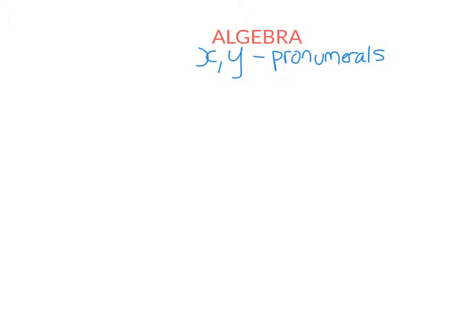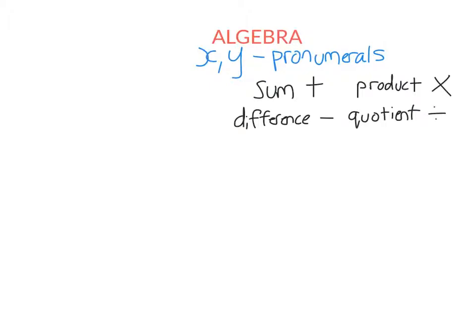So I said algebra was the study of operations. So of course we're looking at mainly the four operations, being plus, minus, times, and divide. Sum means plus, difference means minus, product means times, and quotient means divide. So where am I going with this? We will write things called mathematical expressions with one or more of these operations.